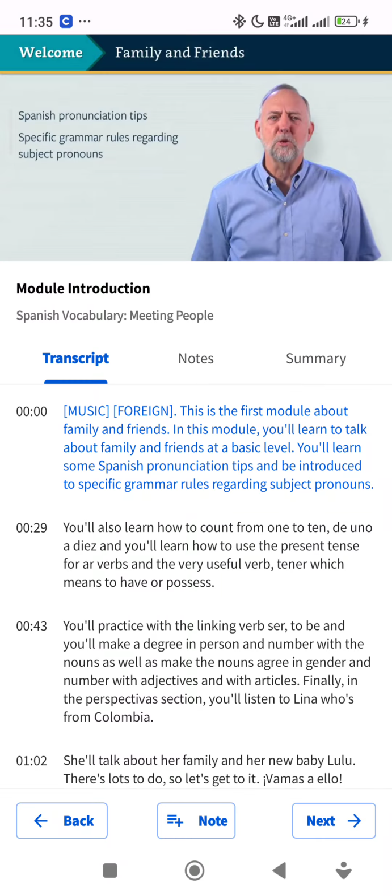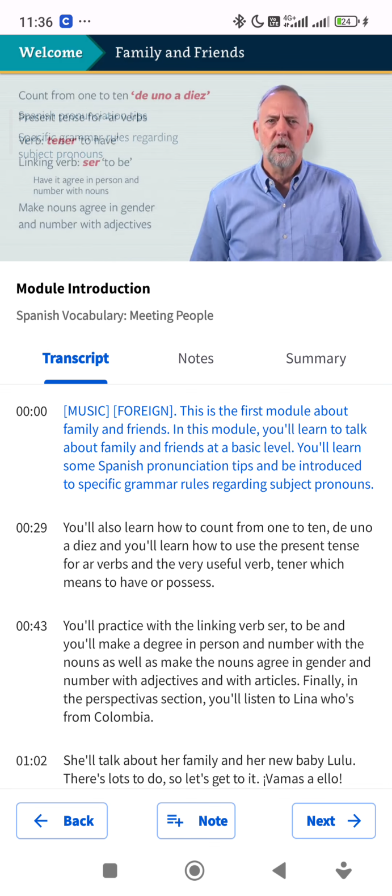Hola y bienvenidos! This is the first module about family and friends. In this module, you'll learn to talk about family and friends at a basic level. You'll learn some Spanish pronunciation tips and be introduced to specific grammar rules regarding subject pronouns. You'll also learn how to count from 1 to 10, de uno a 10.